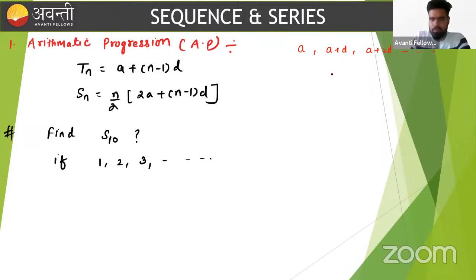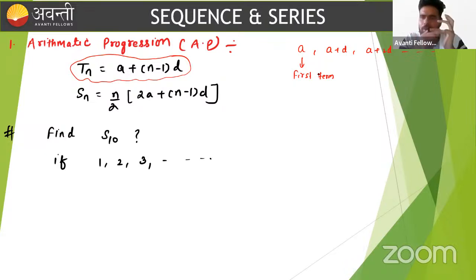The first type of question that arises here: what is the nth term? The nth term is nothing but a plus n minus 1 into d. What is a? That is the first term of our sequence. Here we also have to understand the difference between a sequence and a series. Can anybody in this class tell me the difference between a sequence and a series?